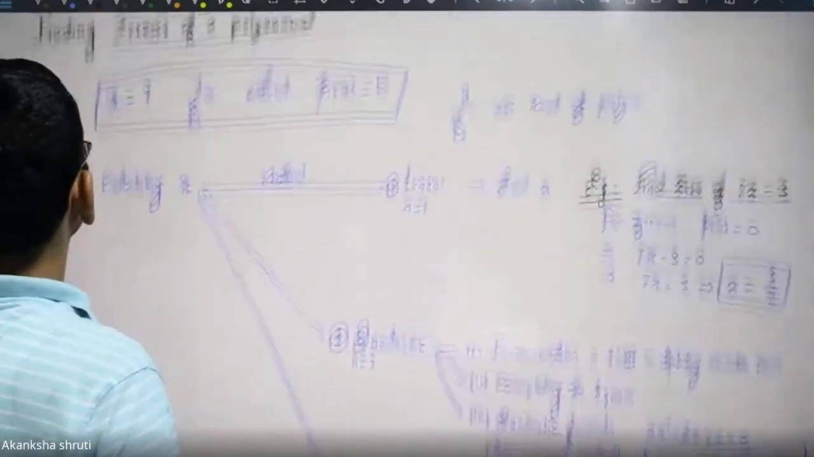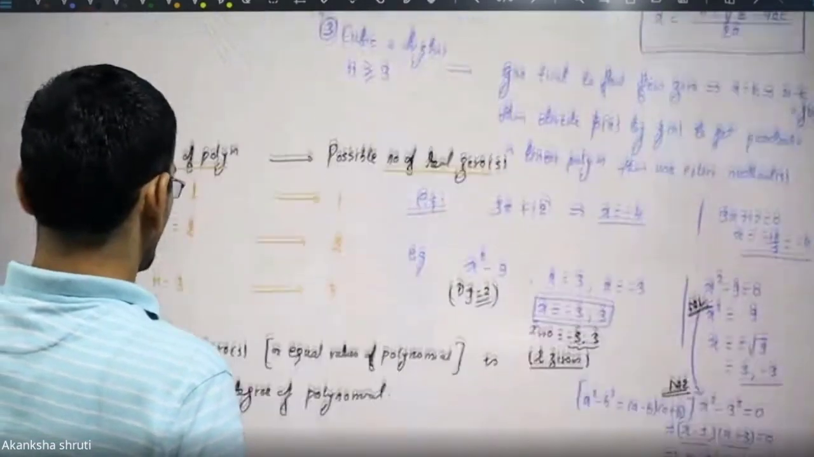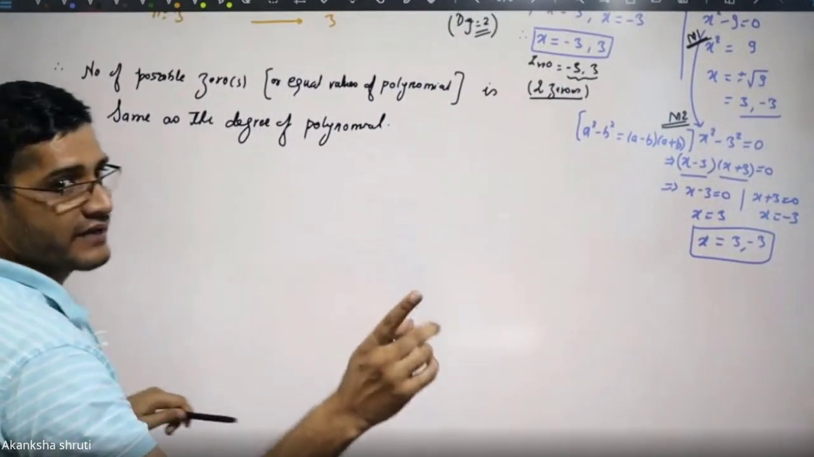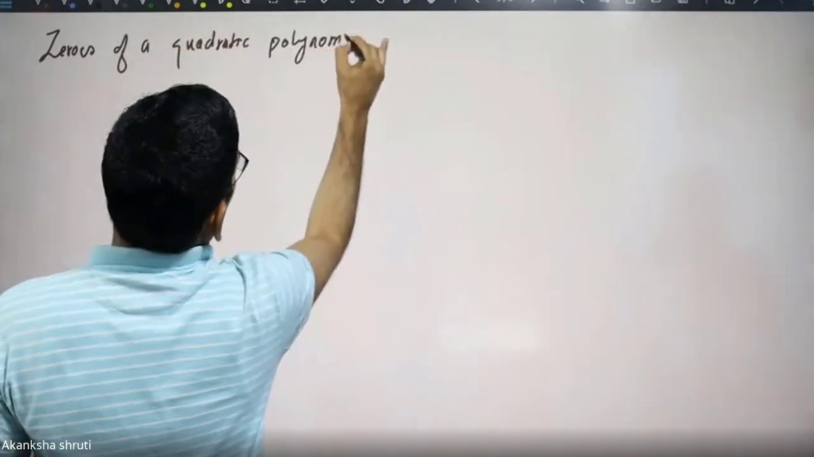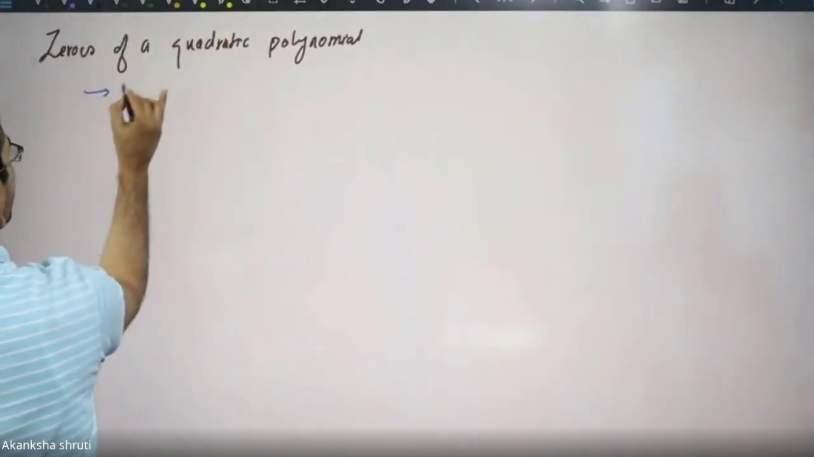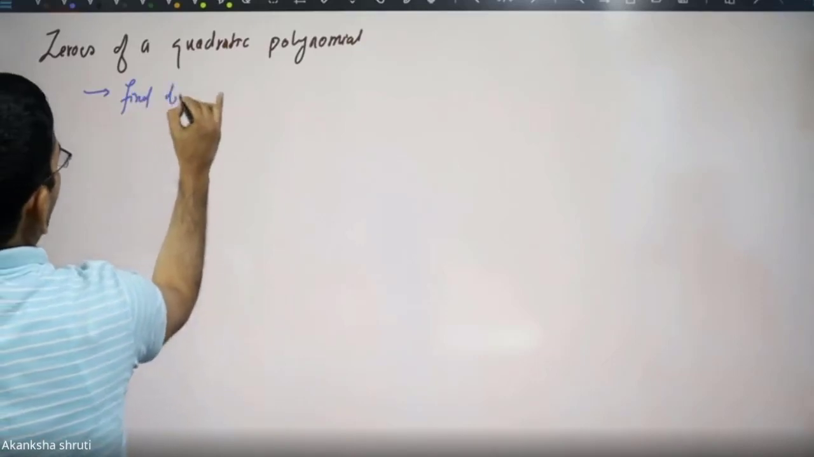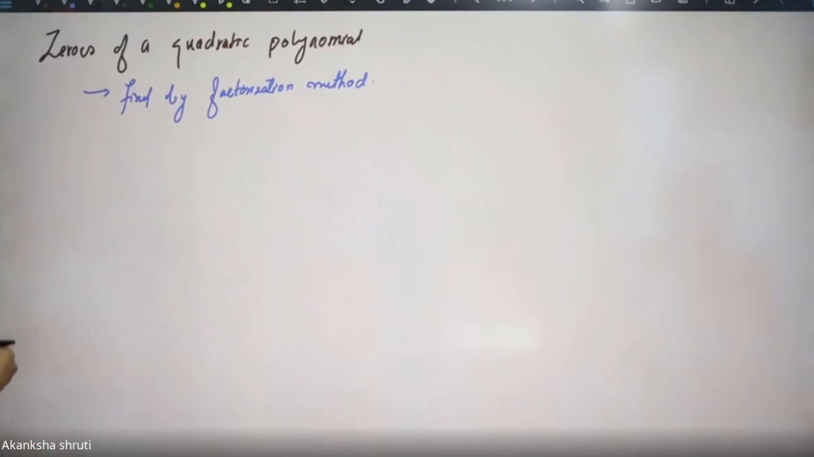Now let us come to finding the zeros of a polynomial. I will explain just one method, then I will leave the class. So, the zeros of a quadratic polynomial. How to find them? This can be found by the factorization method. Let me explain with an example.